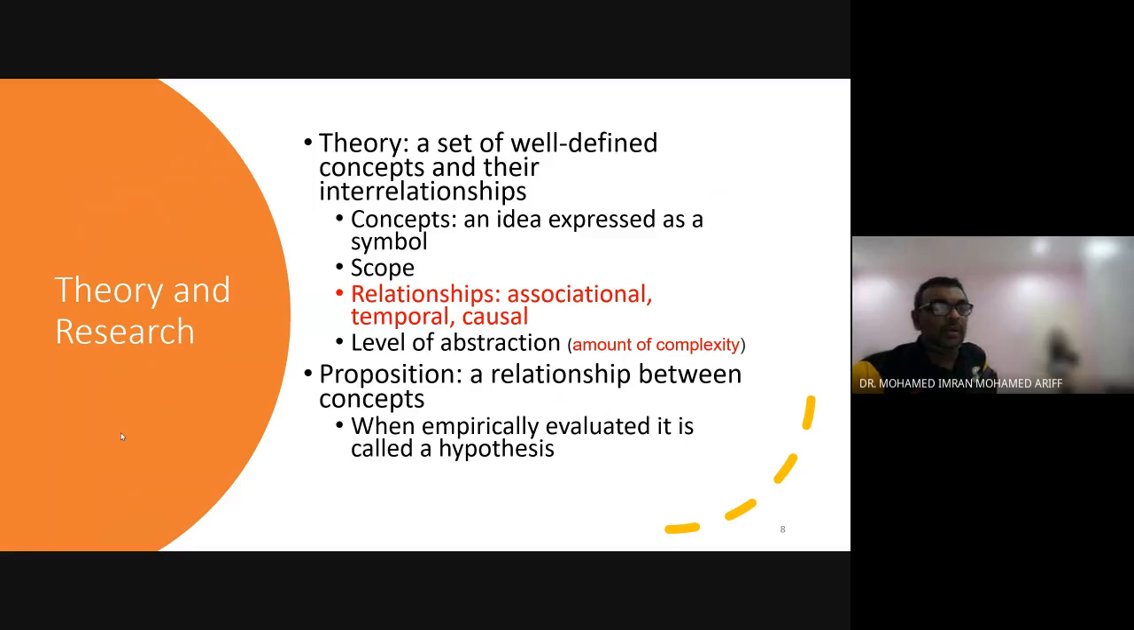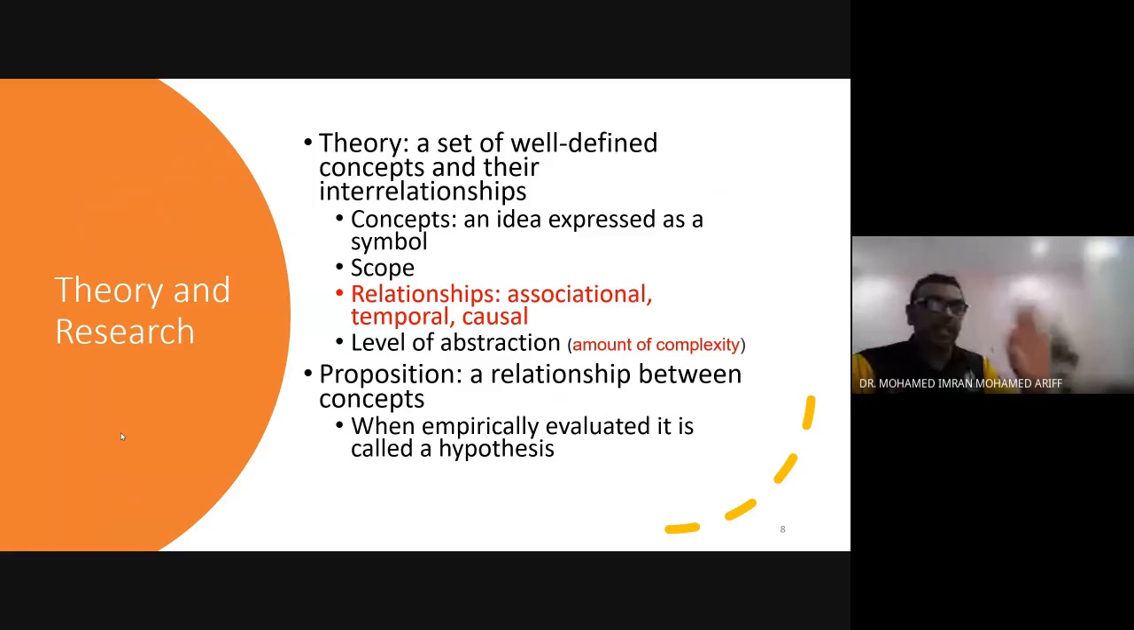Faham? Okay, so lepas ni boleh kurangkan berat badan macam saya. Okay, so teori is like that. Teori is well defined. So over time you tambah relationship dia. Okay, so it has an idea expressed as symbols. Dia ada simbol-simbol, dia ada scope dia. Okay, scope ni bermaksud teori ini is normally used in this area. Okay, dan dia ada relationship dia.